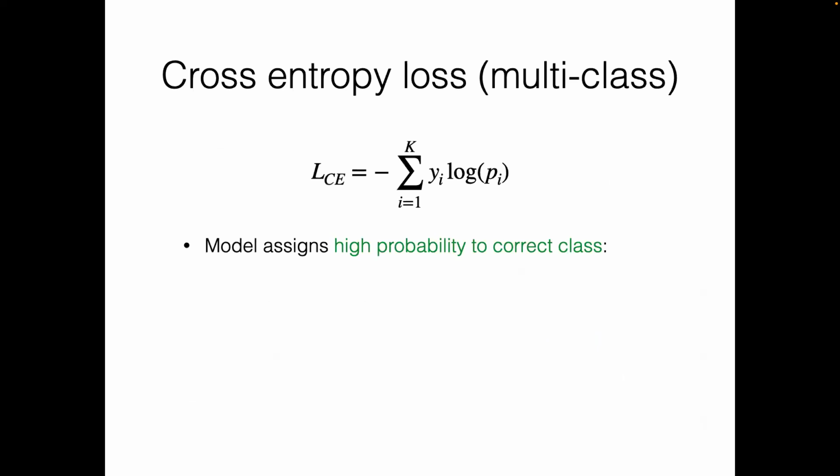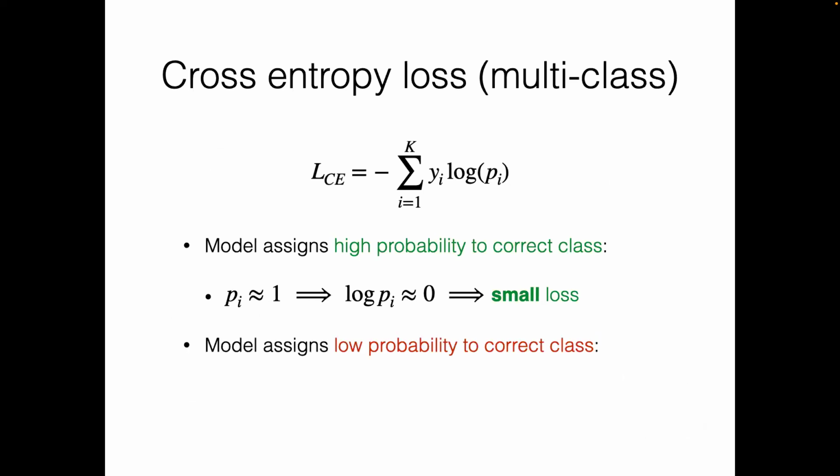And actually, there's a whole slide about this. Suppose that your model assigns high probability to the correct class. Then P for this class will be about 1, and the log probability will be about 0. So you'll have a small loss. Conversely, if the model assigns low probability to the correct class, then you have a very large loss. Okay, so that's the cross entropy loss.